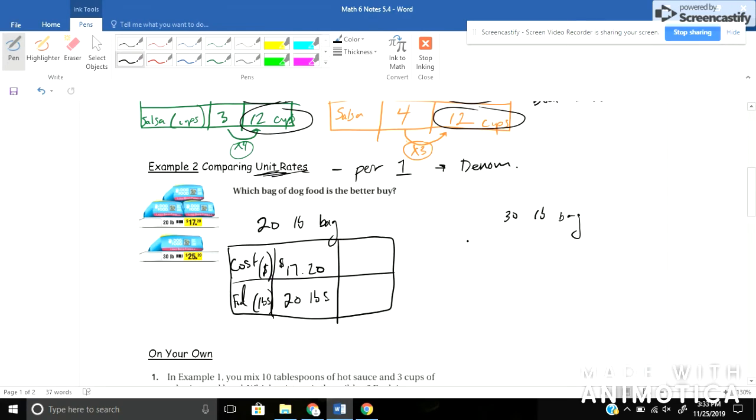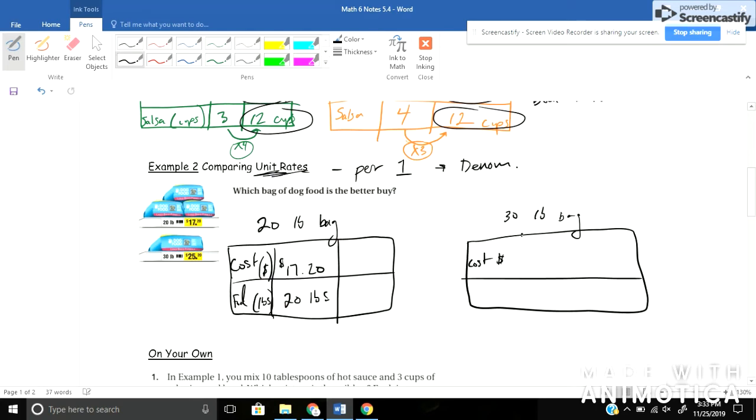And for the 30-pound bag, again, I'm going to abbreviate, so I'm just going to write cost and food. It's in pounds. I have $25.20, and that is for 30 pounds.